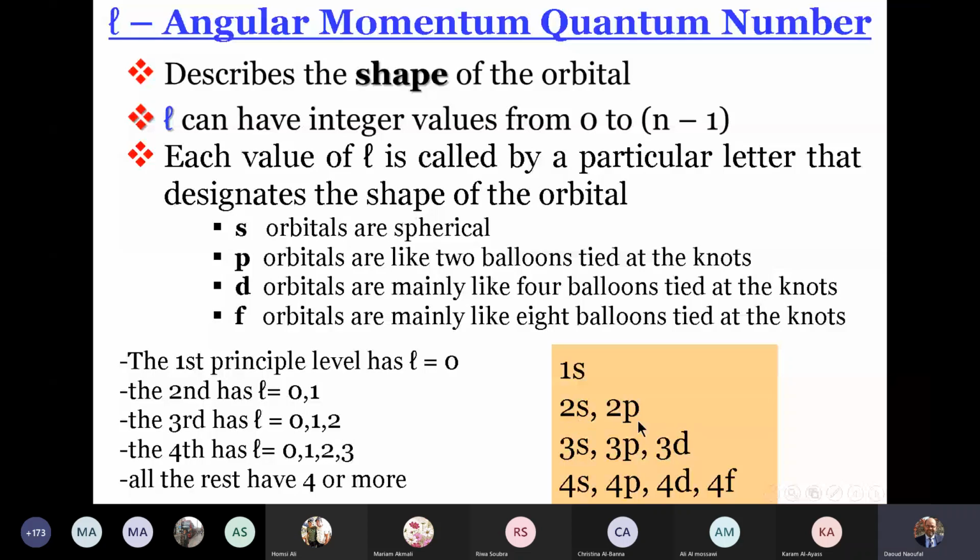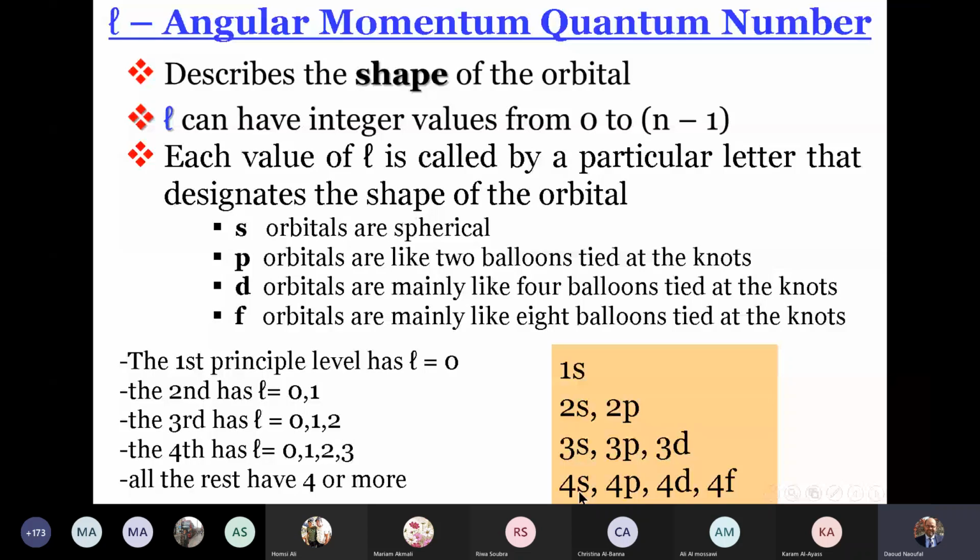In college, we ask a question: why in level 1 don't we have 1p? In level 1 we have 1s, we don't have 1p, since the value L equals 1 is impossible in level 1, because L is between 0 and n minus 1. In level 3, the values of L are 0, 1, and 2. So in level 3, we have three types of motion of the electron: 3s, 3p, or 3d. And in level 4, we have four types of motion: 4s, 4p, 4d, 4f.